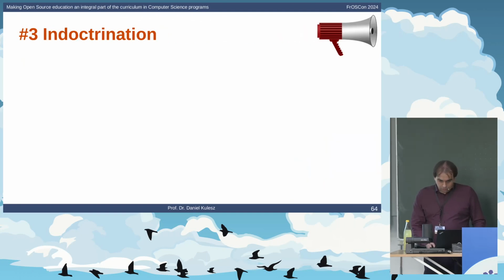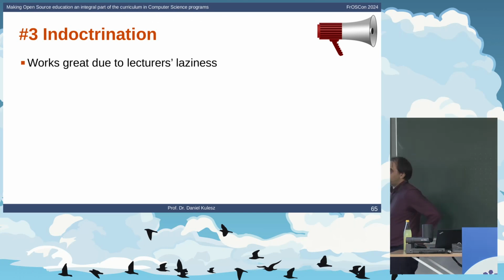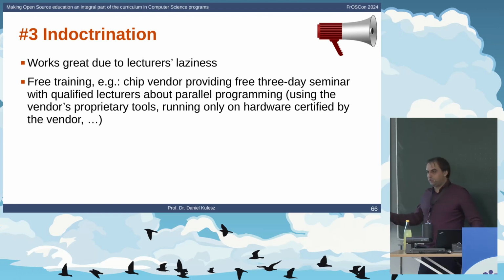And there is, of course, also the indoctrination. Maybe some of you are teachers or lecturers. Maybe some of you know teachers and lecturers. I think one common thing among them is that they are lazy. And companies or vendors of proprietary software know that, and they try to make use of that. For instance, they offer free training for lecturers.